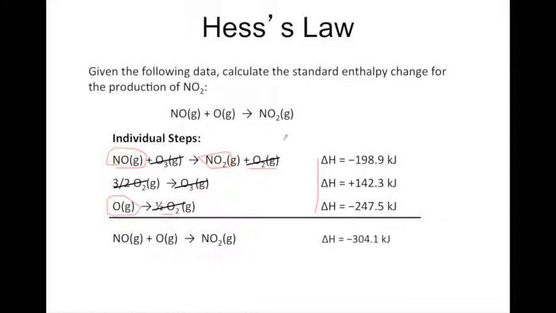Now, if you did this differently, but you got the same value, that's okay. There's more than one way a lot of times to manipulate these, so that's okay. But overall, we should be able to manipulate these to get the overall reaction, and then the delta H value should be negative 304.1 kilojoules. So be sure you understand the basic principles and how to manipulate these reactions using Hess's law to calculate the delta H value for any reaction.